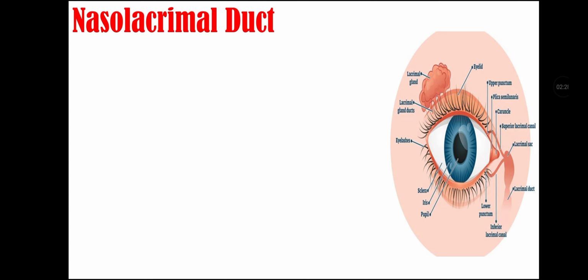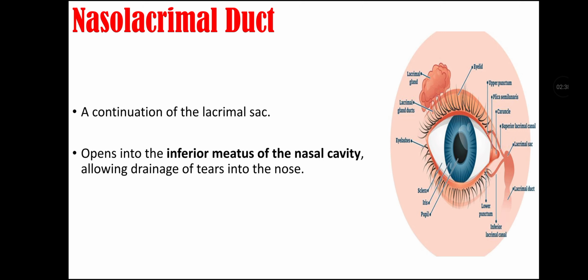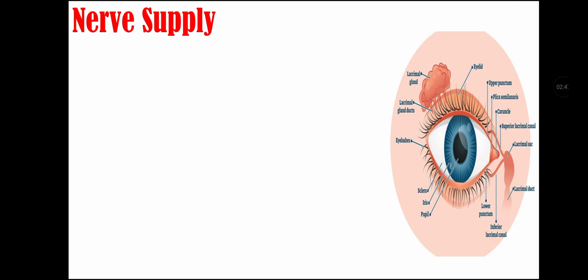Next part of the lacrimal apparatus is the nasolacrimal duct. It is the last part of the lacrimal apparatus and it is the continuation of the lacrimal sac, as you can see in the diagram. It opens into the inferior meatus of the nasal cavity that allows drainage of tears into the nose. It explains why crying causes a runny nose.